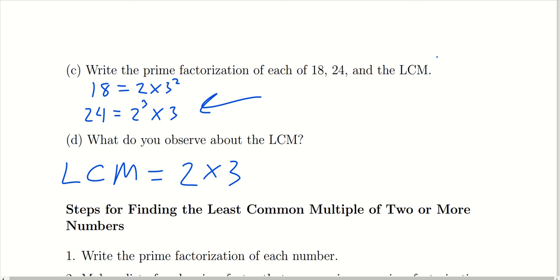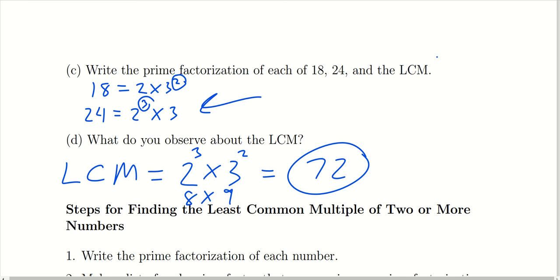Unlike the GCF, when it comes to the LCM, you go through each list and you choose the highest power of each prime. So which one had the most 2's? Well, that's the 24. It had 3 2's. Therefore, the LCM is going to have 3 2's. Which one had the most 3's? Well, that was the 18. It had 2 3's. Therefore, the LCM is going to have 2 3's. And then if we just multiply this out, 2 cubed is 8, 3 squared is 9, and so we get the 72 that way.